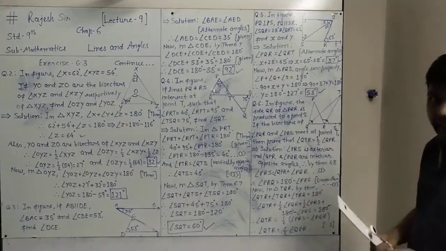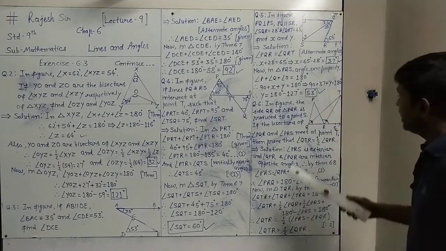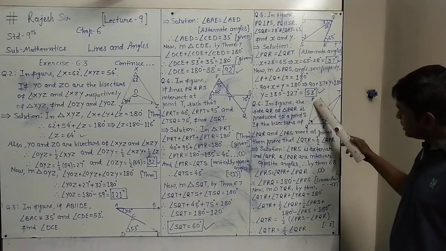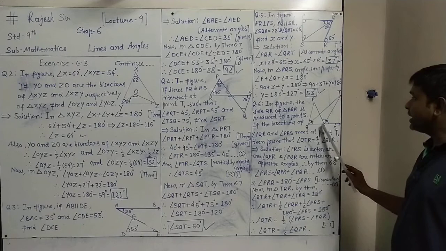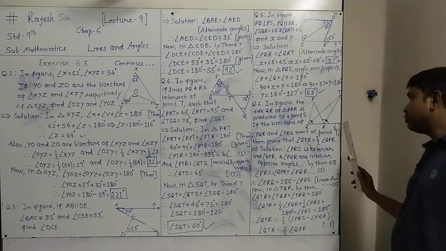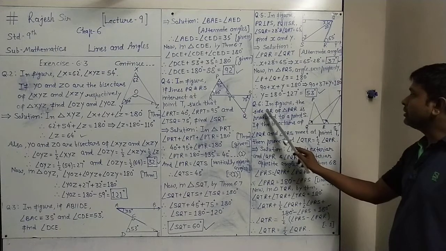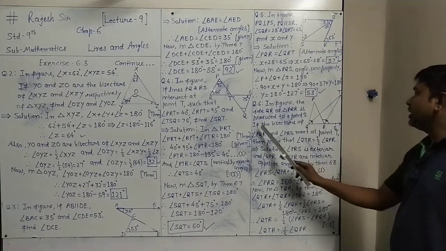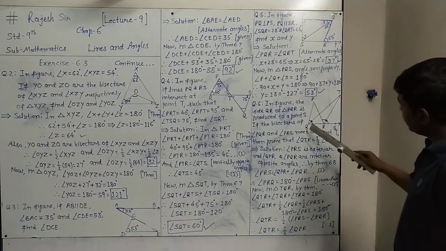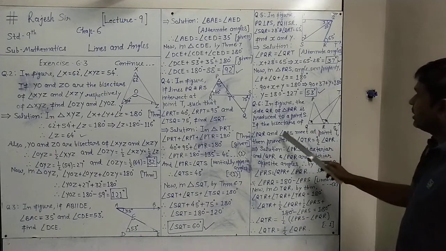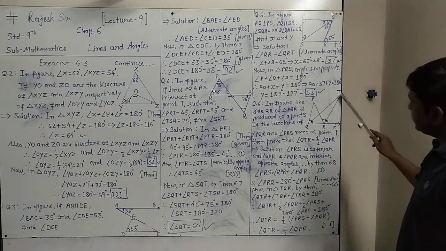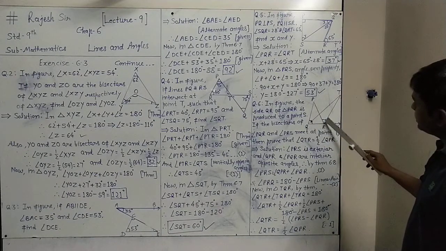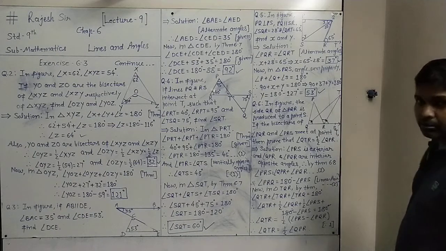Now question number 6, we have this figure given. In the figure, the side QR of triangle PQR is produced, meaning extended, to point S. If the bisectors of angle PQR, which is this QT, and angle PRS, which is this RT, both meet at the point T.